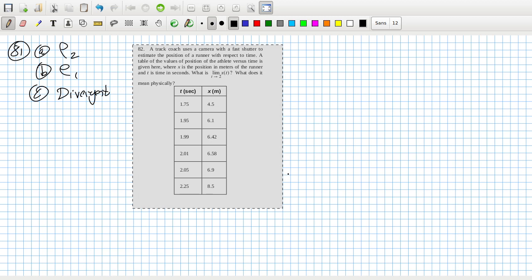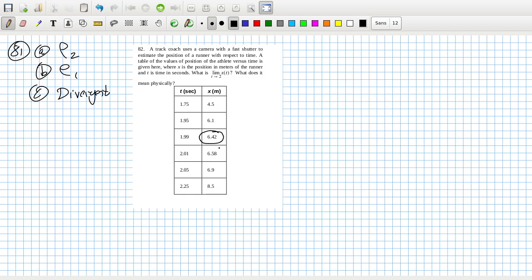A track coach uses a camera with a fast shutter to estimate the position of a runner. Okay, so these are positions, how far into the race they ran. A table is the position of the athlete versus time, where x is the position in meters of the runner and t is the time. What is the limit as t tends to 2? What does it mean?